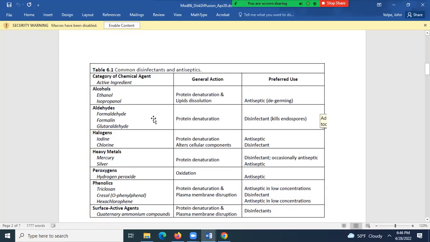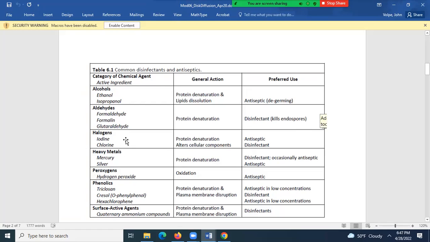Okay. Then again, other antiseptics, which are stronger, like formaldehyde, formalin, glutaraldehyde, or chlorine, like chlorine bleach, we use that as a disinfectant. And they will kill all vegetative cells. They may not kill endospores.